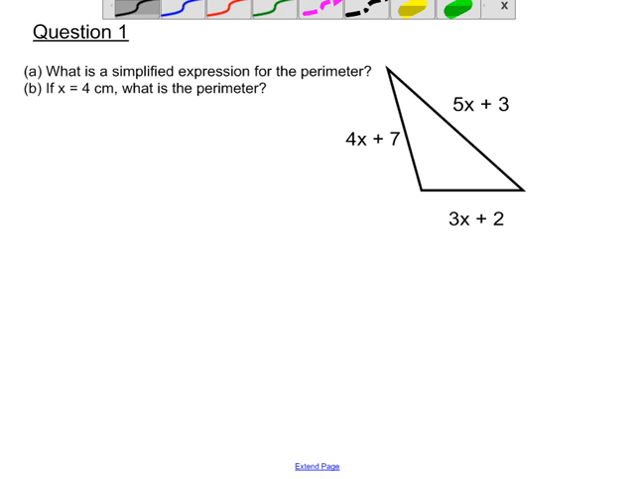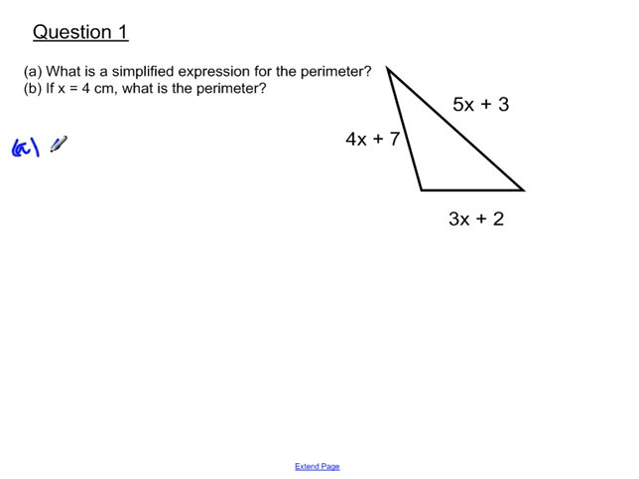And so that's exactly what we're going to do for question number 1a. We're just going to add all the sides. So we're going to do 4x plus 7 plus 5x plus 3 plus 3x plus 2, and the order in which you add these does not make a difference. This, however, is not a simplified expression. So to simplify, we need to collect like terms.